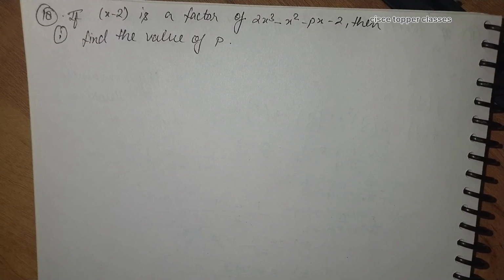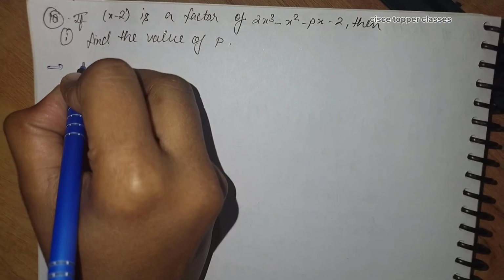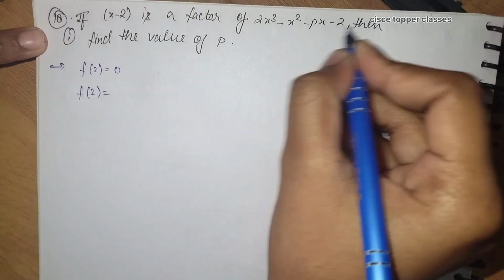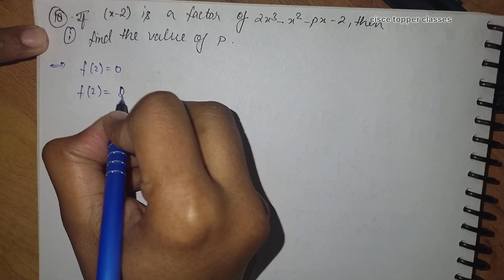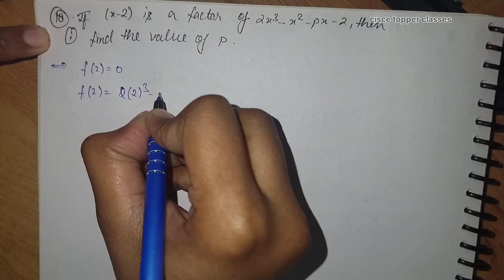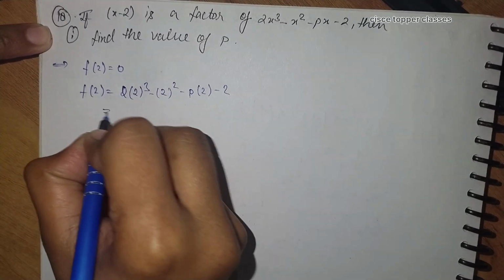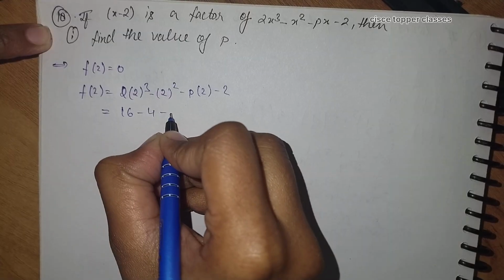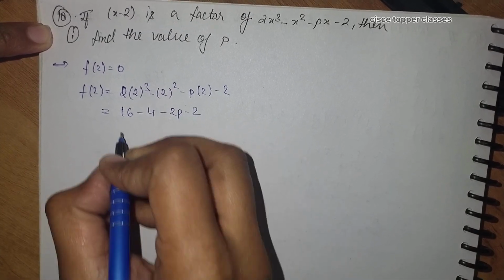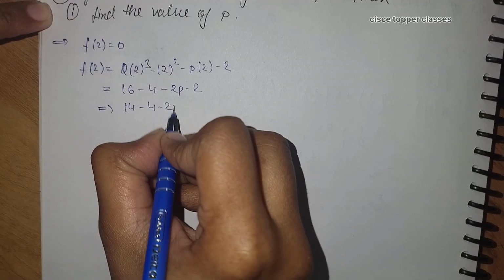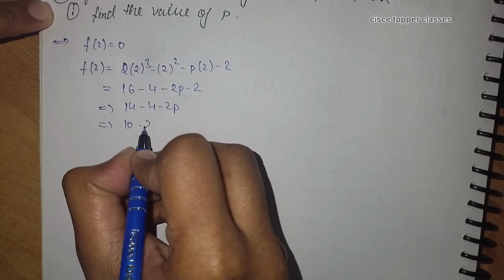If x minus 2 is a factor of this polynomial, then we have to find the value of p. If it is a factor, then f(2) will be equal to 0. If we put the value 2 in place of x, that will be 2 to the power 4, which is 16, minus 4 minus 2p minus 2. So 16 minus 2 will be 14, and 14 minus 4 is 10, minus 2p.